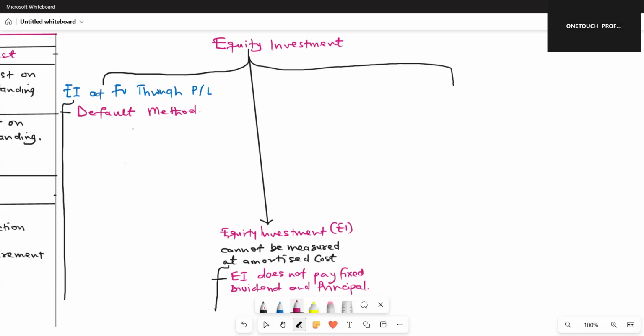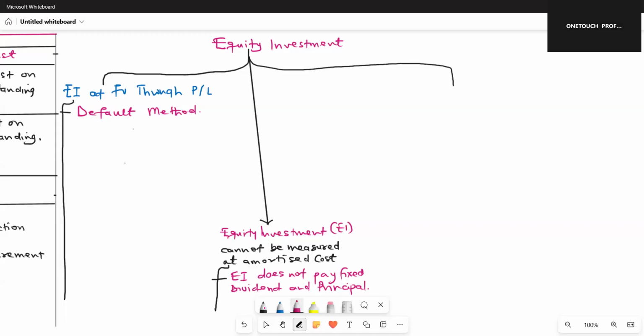Whenever you buy shares, it means that if you open your browser and they tell you that you want to use Firefox or Chrome as your default browser, what does it mean? It means that anytime you want to search something, you're going to use Chrome or Firefox. Thank you. So anytime you buy shares, the default method is fair value through P&L.